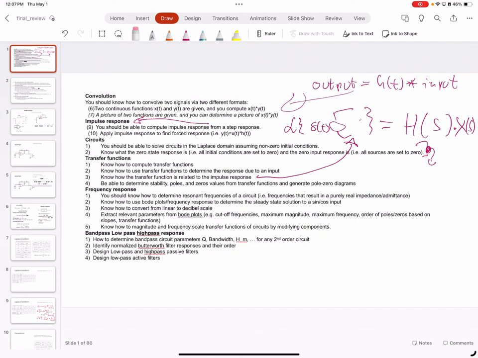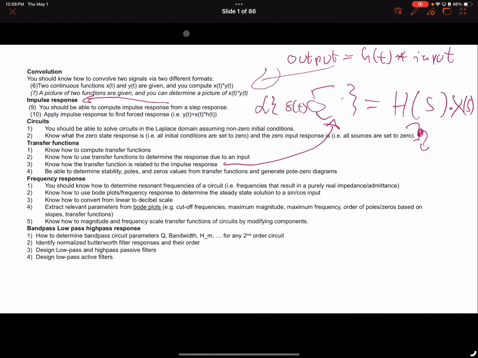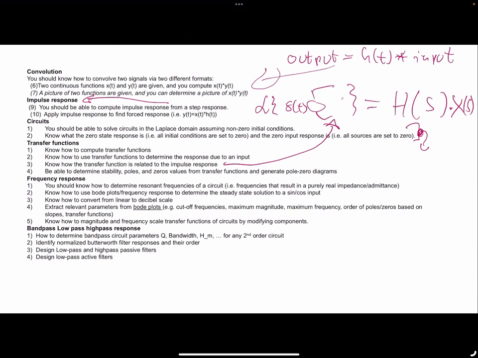That's pretty much it. After that, we started evaluating the transfer function on the imaginary axis, and we called that the frequency response. And so you should know how to draw these frequency response plots, determine the order, and also you should know how this frequency response is related to the steady state solution. So does everyone know how it's related to the steady state solution?